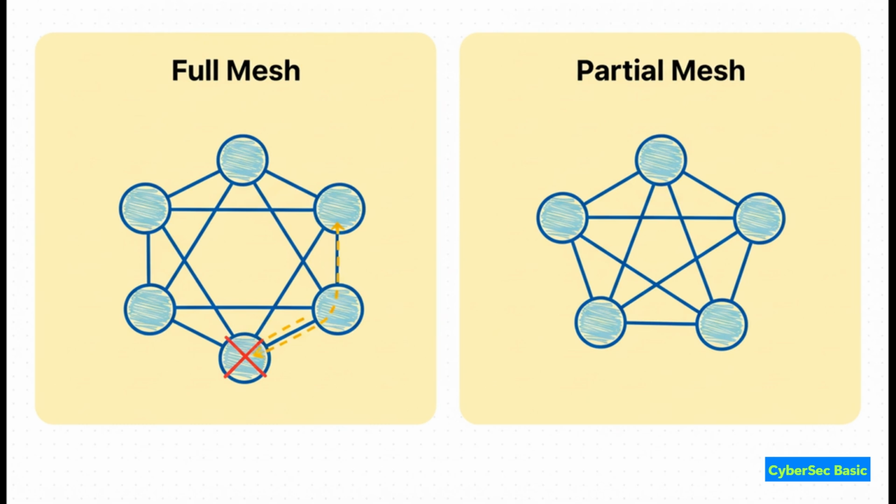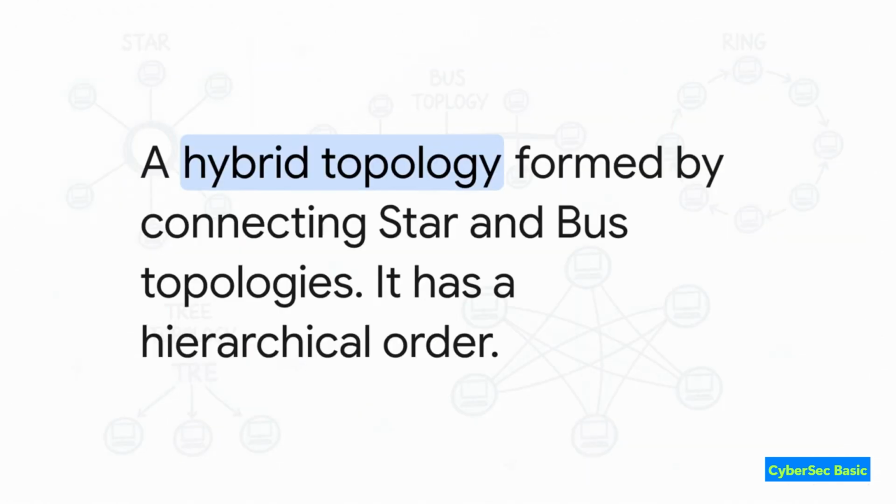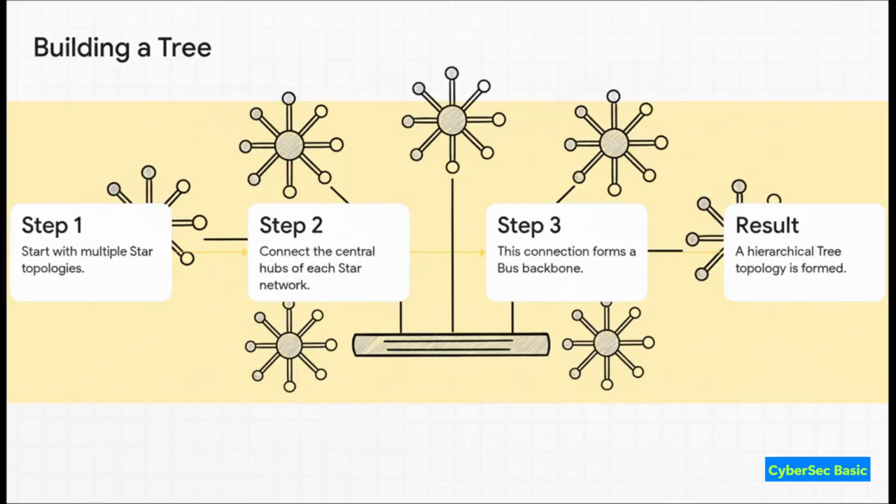That's where you connect just the most important nodes directly, kind of balancing that amazing reliability with actual cost and practicality. So what happens when you start mixing and matching these different blueprints? Well, you get a hybrid. And a great example of that is the tree topology. And this really breaks down how it works perfectly.